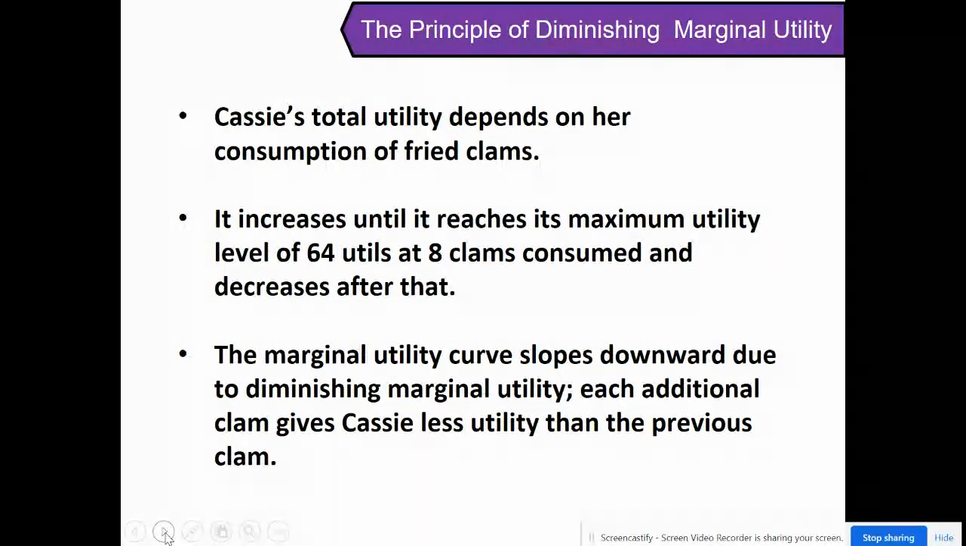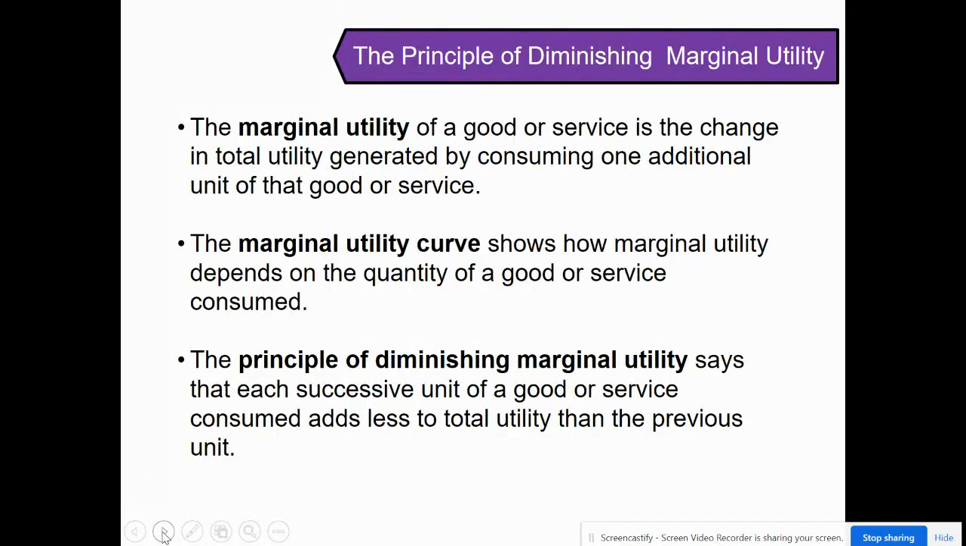So if Casey's total utility depends on her consumption of fried clams, she should have the greatest utility at 8 clams. She's getting 64 utilities, and we understand that she wants to get the most she can from her dollars. But what if she wants to buy 2 things, right? We understand the law of diminishing marginal returns is her satisfaction continues to fall from just buying clams. Is there something else that may give her a greater satisfaction than that diminishing fall of clams?